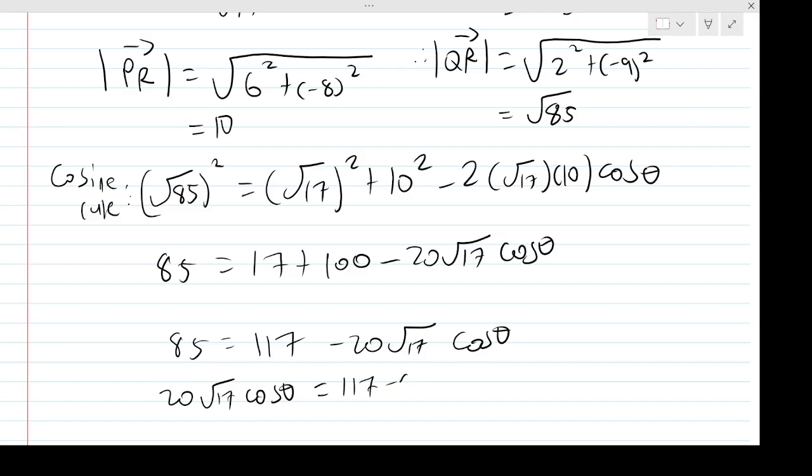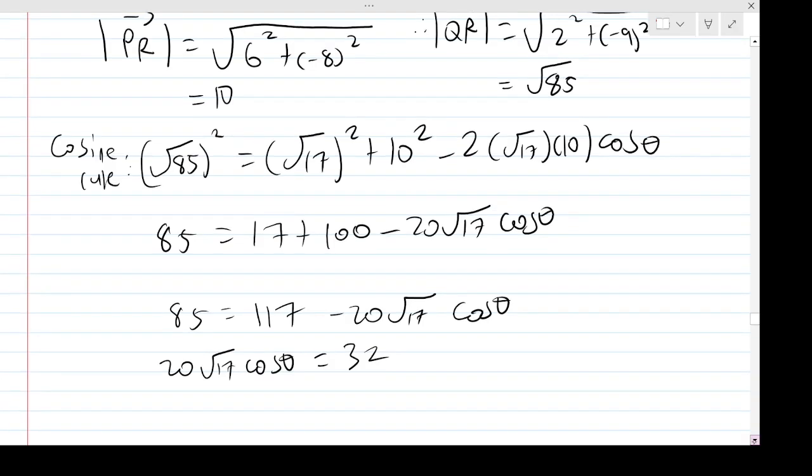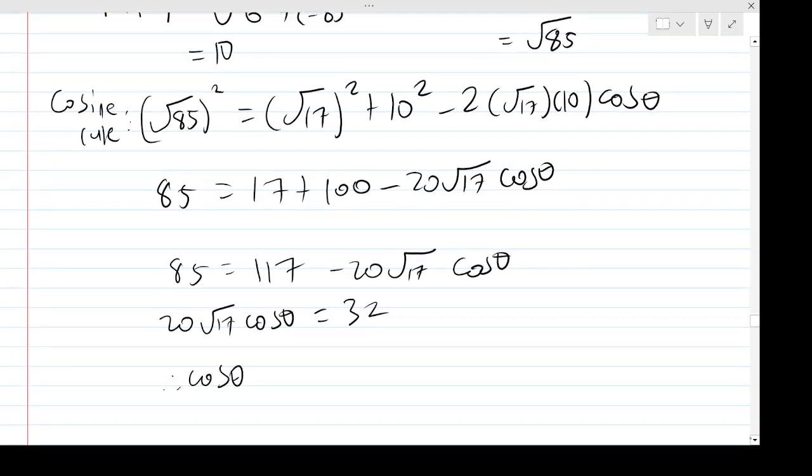117 take away 85, which is 32. And so therefore cosine of theta is going to be 32 divided by 20 root 17. So therefore theta, if I do inverse cos, I get 67.17 degrees to 2 decimal places by rounding.